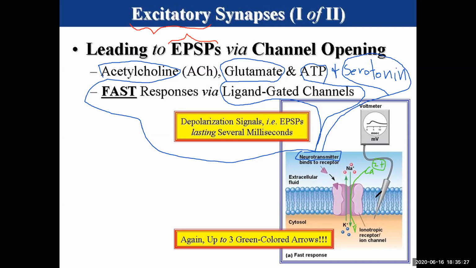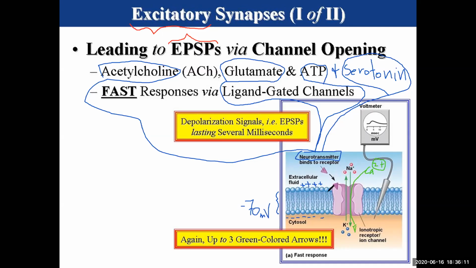And what's going to happen is, and this is important here, inside the cell is always less positive. So, to show that, we write a negative sign here. Right, at rest, inside is more negative than outside. That's why the resting membrane potential is negative, because negative is inside. So at rest, resting membrane potential is minus 70 millivolts.